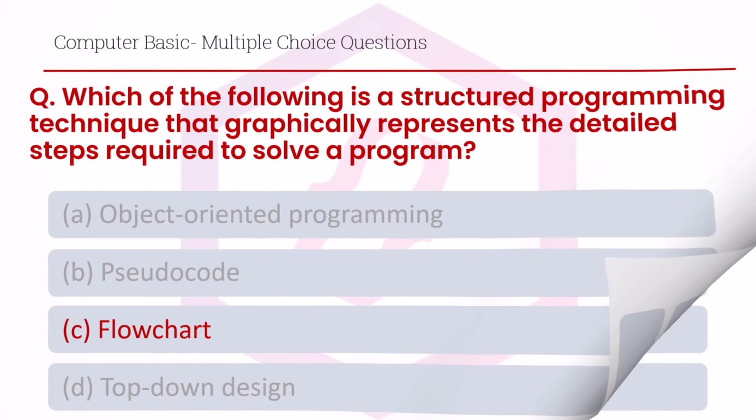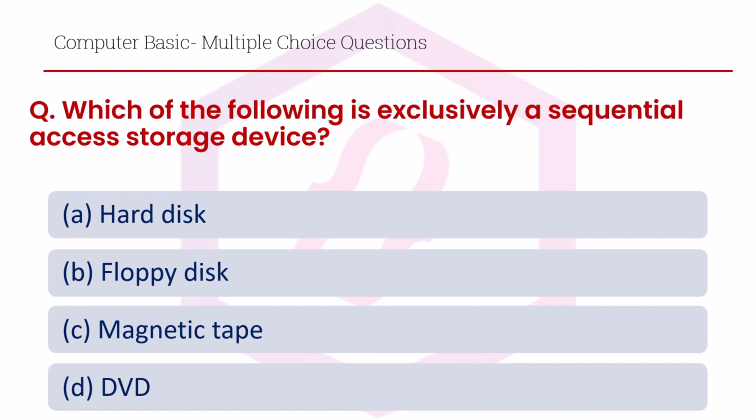What is the full form of DRAM? Dynamic Remote Access Memory, Dynamic Random Access Memory, Digital Remote Access Memory, Digital Random Access Memory. And the right answer is Dynamic Random Access Memory. Which of the following is exclusively a sequential access storage device? Options are hard disk, floppy disk, magnetic tape, DVD. And the right answer is option C, magnetic tape.